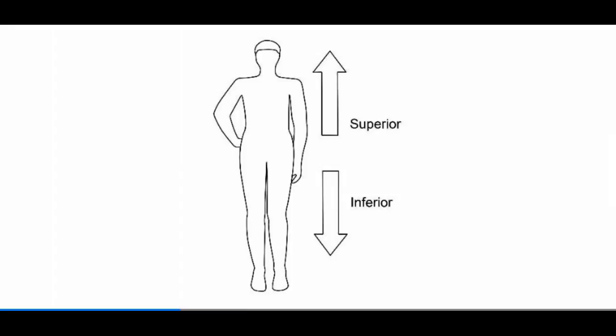Superior means towards the head. For example, in anatomical position, the head is superior to the feet. Inferior means towards the feet. The knees are inferior to the hips.